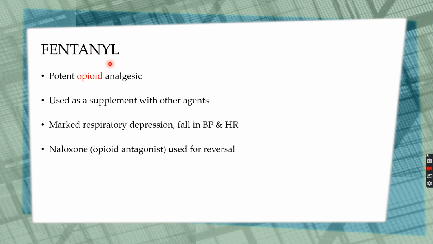However, the advantage of using fentanyl is there is a specific antidote available which can be used for reversal of fentanyl, that is naloxone. So naloxone, which is an opioid antagonist, is used for the reversal of action of fentanyl.